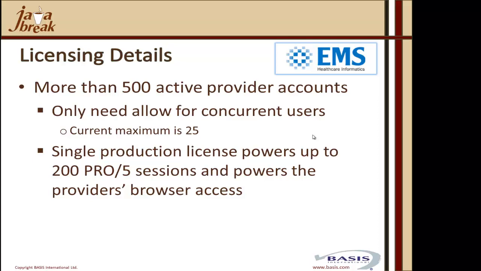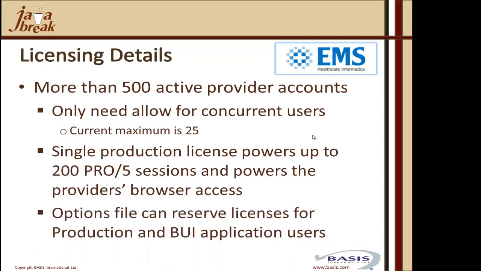The single production license can power up to 200 Pro5 sessions and can power the provider's browser access from the BUI application. So a single license serves up both the production system running in Pro5 as well as the BBJ BUI component running in the browsers in the provider's offices. And one can implement an options file within the licensing structure to reserve licenses for production and BUI application users to ensure that they don't step on each other.